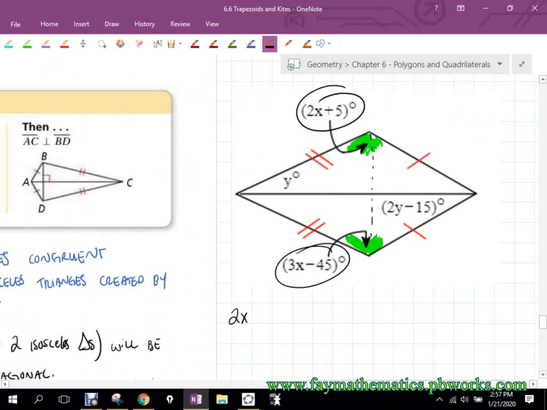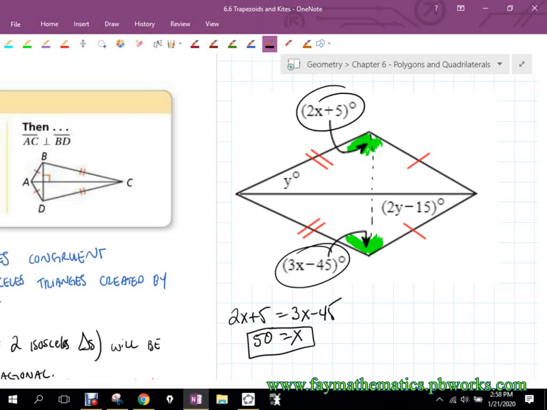You're going to say that those two things are equal, right? So we'll say 2x plus 5 equals 3x minus 45. So I give you 50 for your x. Does that make sense? Add 45, subtract 2x. Okay, so that's great. We now know that.